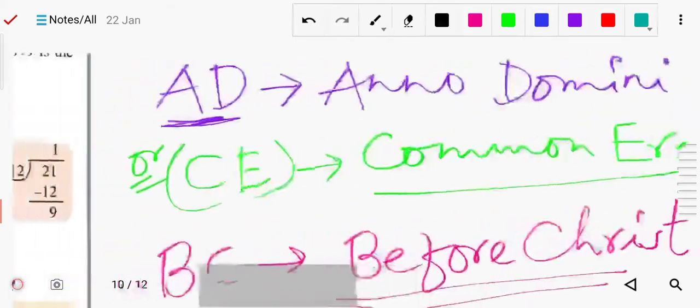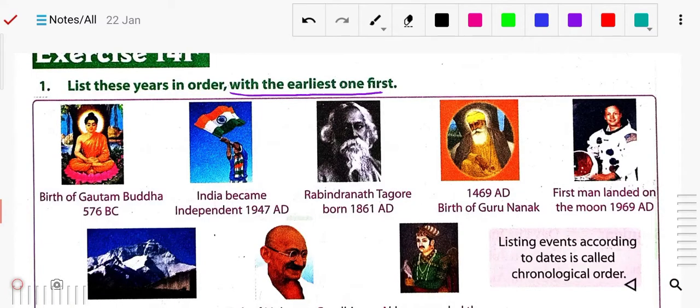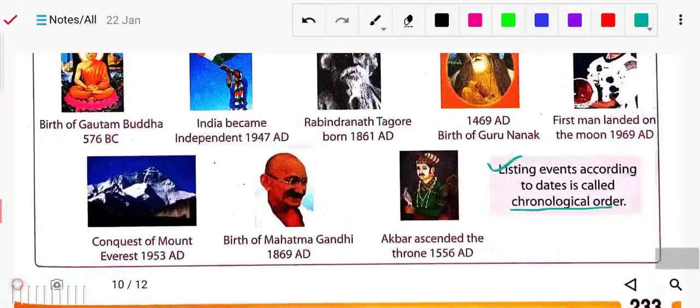Got it? Now you can see here some years are given, and you have to arrange them with the earliest one first. Listing events according to date is called chronological order. First of all, I told you that before Christ means the earlier one. Here is AD, AD, AD, AD, AD, but here is the only BC. So this is before Christ, which means this will come first, number one.